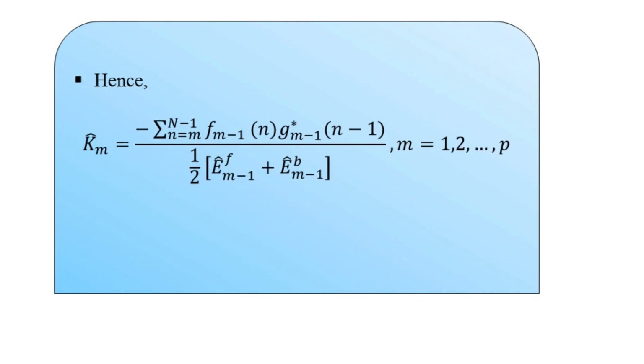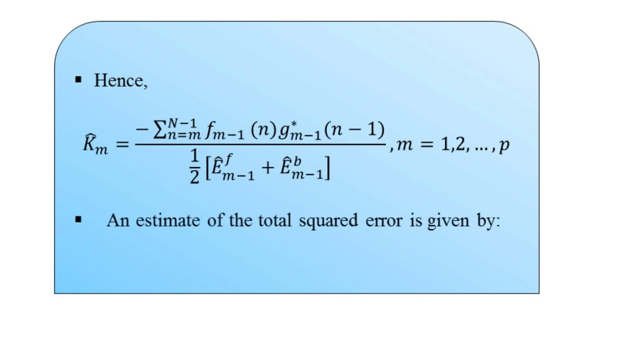So here again we have small m equal to 1, 2, 3 and so on up to small p. The representation in the denominator, capital E cap for the forward and backward errors, is an estimate of the total squared error that can be denoted by capital E suffix m here. So in order to have the estimate of the total squared error, it can be given as this particular addition here.